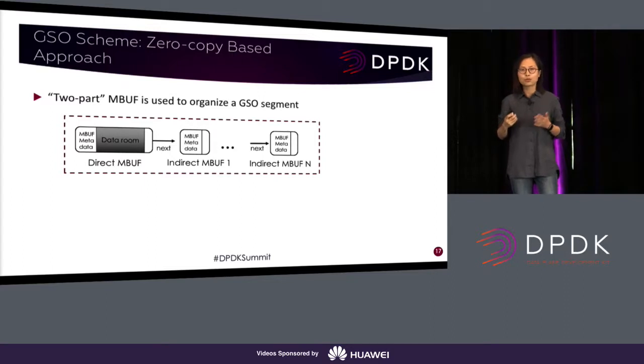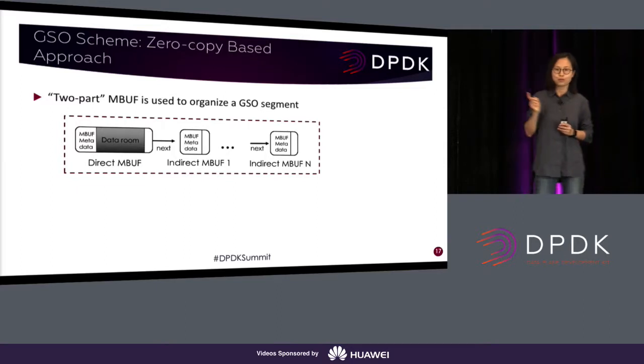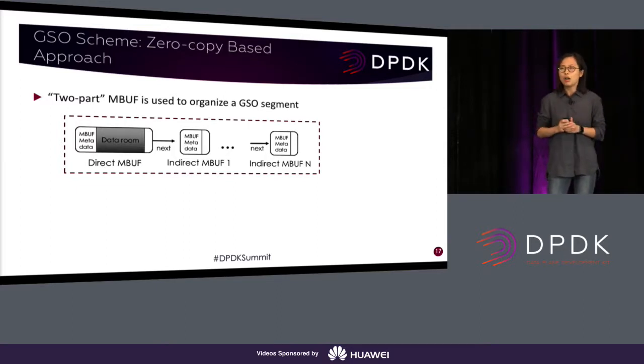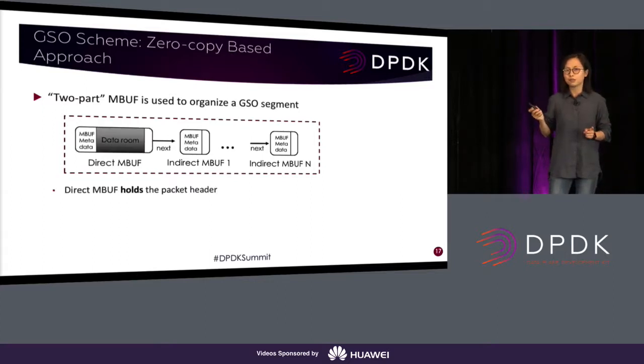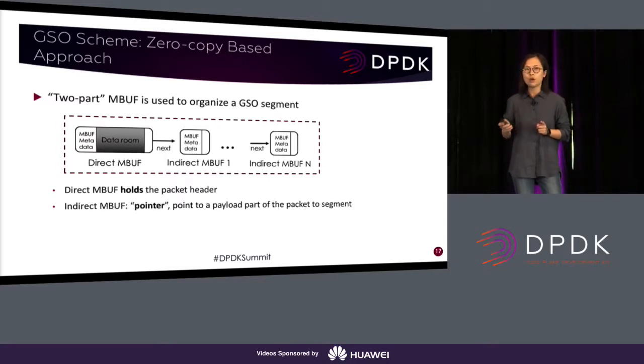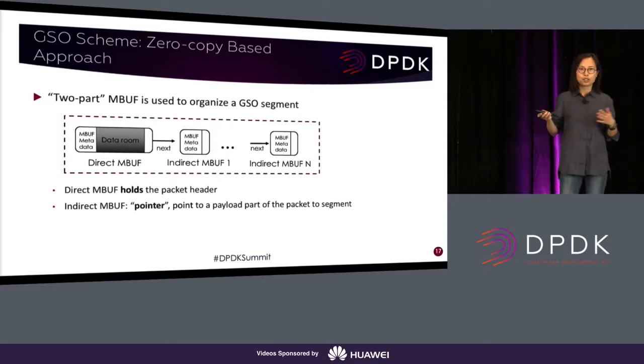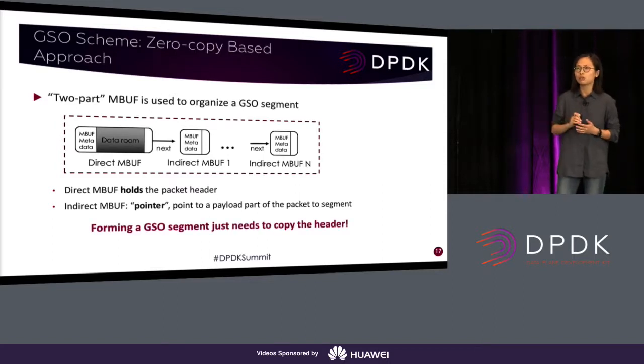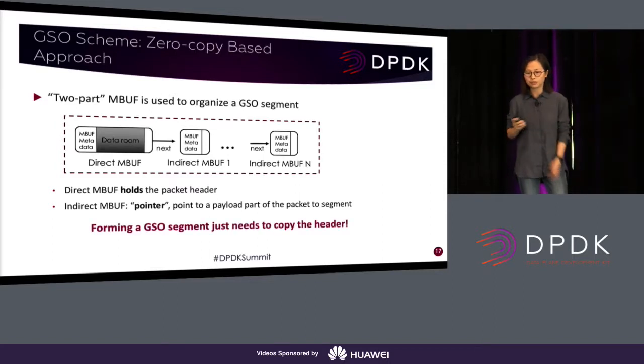In our scheme, we use two-part mBuf to organize a GSO segment. This picture shows the two-part mBuf structure. As you can see, one two-part mBuf includes a direct mBuf, which is used to hold the packet header, and many indirect mBuf, which do not hold any data but just point to a payload part of the packet to segment. Using this structure to organize a GSO segment, we just need to copy the header. We do not need to copy the payload anymore.